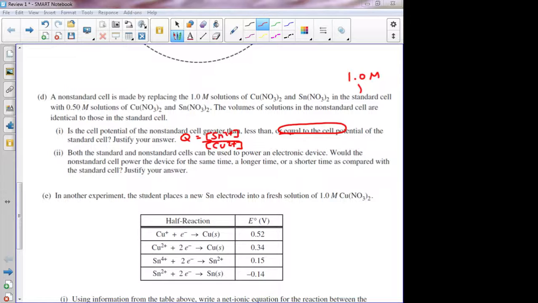Would you have to plug in your numbers or just put...? So you would just say this, and then you would say the concentrations are equal. So the cell potential stays the same. Plus 1.